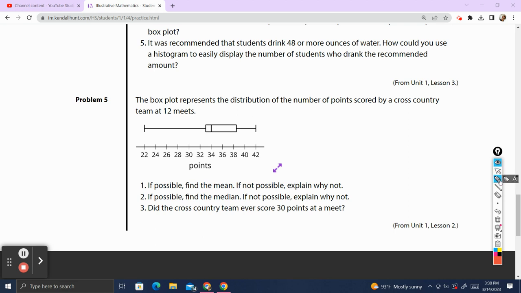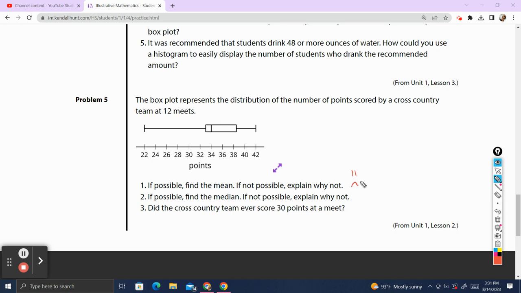The box plot represents the distribution of the number of points scored by a cross-country team at 12 meets. All right, so the lowest number that they scored was 22, and the highest amount that they scored was 42. And every other meet, they scored somewhere in between those two values. If possible, find the mean. If not possible, explain why not.